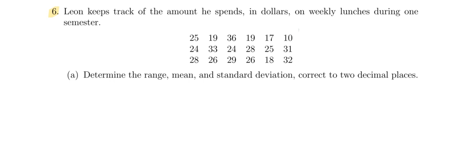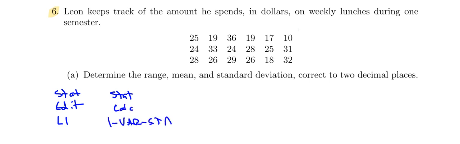to two decimal places. Okay, so what I'm going to do here is plug in all of these values into my calculator, and then I'm going to do a one variable statistic. So I'm going to go into my calculator. I'm going to press stat. I'm going to go edit, and I'm going to enter this all into list one. And then I'm going to go stat. We're going to go over to the calc menu, and we're going to do one variable statistics.